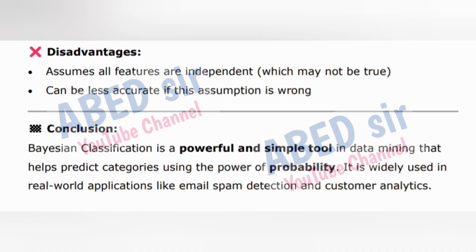Conclusion. Bayesian classification is a powerful and simple tool in data mining that helps predict categories using the power of probability. It is widely used in real-world applications like email spam detection and customer analytics.